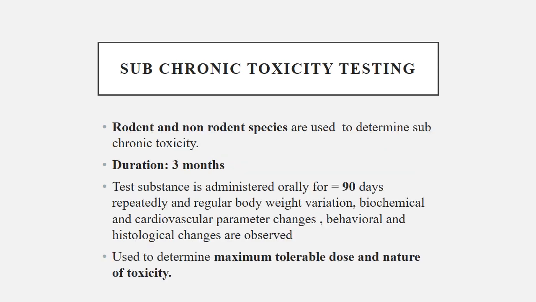If we talk about subchronic toxicity testing, rodent and non-rodent species are used to determine the subchronic toxicity. The duration is 3 months. The test substance is administered orally for 90 days, repeatedly, and regular body weight variation, biochemical and cardiovascular parameter changes, and behavioral and histological changes are observed carefully. It is used to determine the maximum tolerable dose of toxicity.